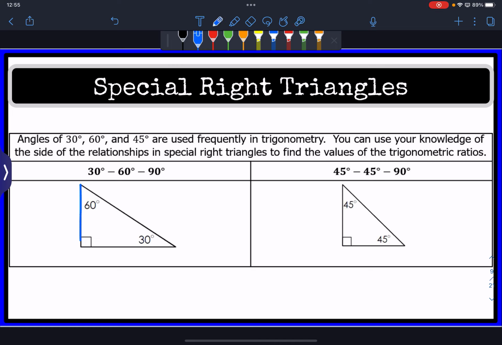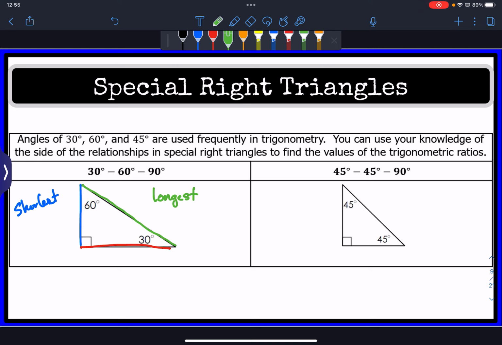So this side right here is the shortest. Okay, that's going to be the shortest leg. Opposite of the 60-degree angle is going to be your other leg, the bigger leg. And then, of course, the hypotenuse is going to be the longest side. The hypotenuse always has to be the longest of the three sides on a right triangle.